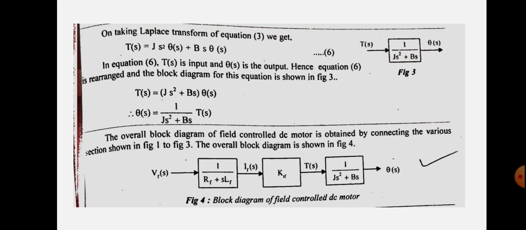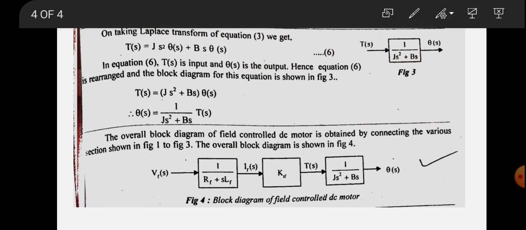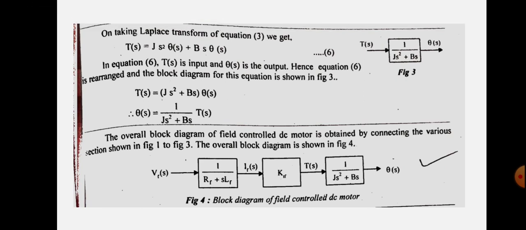So we get the block diagram for the field controlled DC motor as Vf of S, and the first block contains 1 by Rf plus S Lf, and its output is If of S. Then it is given to Ktf, its output is T of S, and then it is given to 1 by Js square plus Bs, its output is theta of S. And this is the block diagram of the field controlled DC motor.